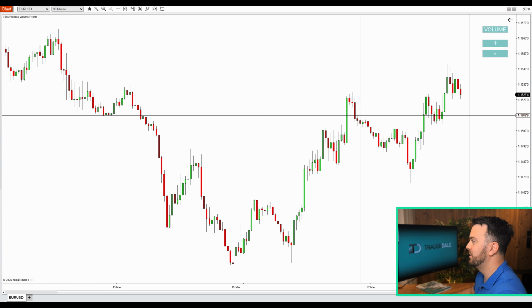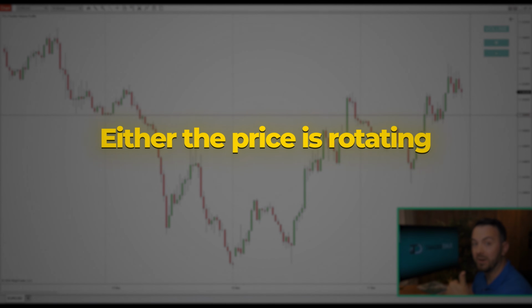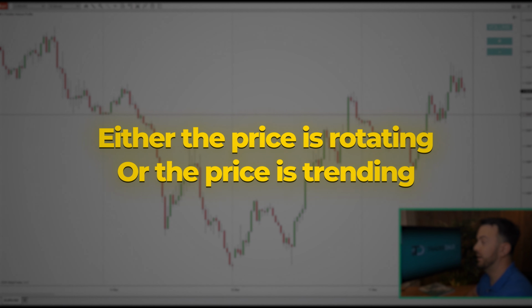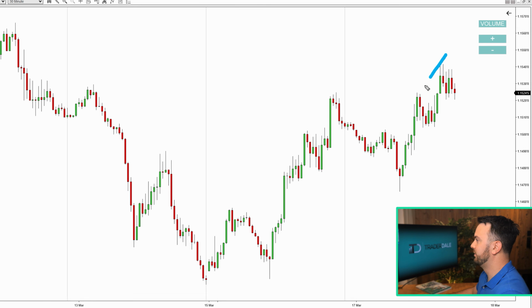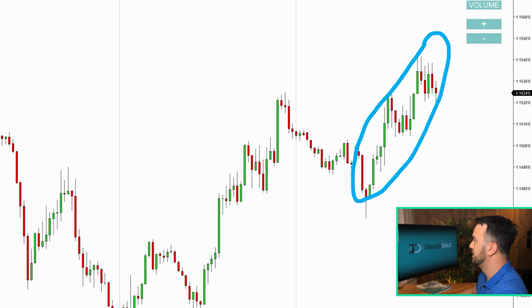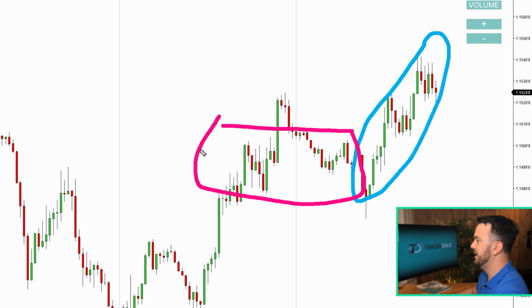So what you see before you, this is a 30-minute chart of the euro dollar. And what I want to show you is that every chart could be divided into two things. Either the price is rotating or the price is trending. So let me show you here. In this recent development, the price was trending. Before that, there was a rotation. Before that, there was a trend.